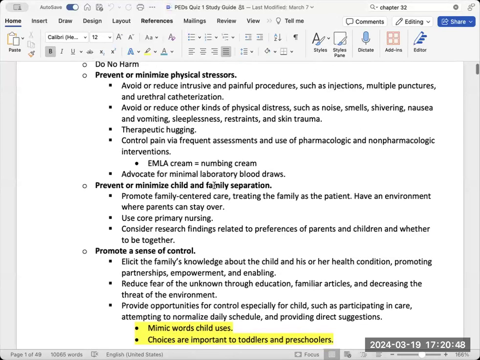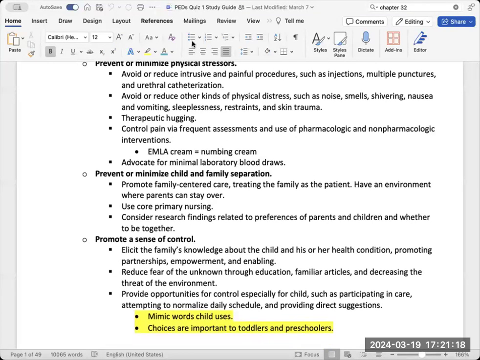Therapeutic hugging is a way to help reduce stressors. Pain control is really good, using frequent assessments and pharmacological or non-pharmacological interventions, something like EMLA cream. That could help numb certain areas, especially if you're going to give an injection, maybe put a little cream on there, or if you're going to do something that could hurt. Things like that. And always advocate for minimal laboratory blood draws. For example, if the doctor orders a blood draw at 12 and at 1, ask the doctor, "Hey, can I do this all at 12 because I don't want to keep sticking my patient?"